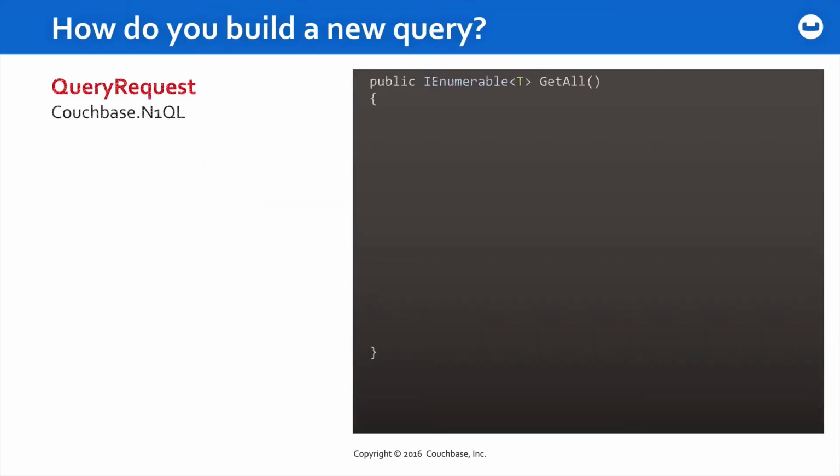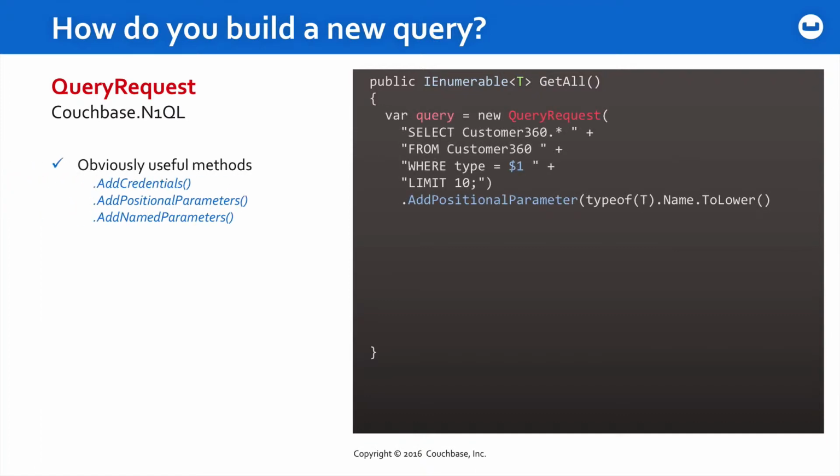So to build a query with the .NET SDK, you're going to use the query request class, which is over in the Couchbase.NCL package. And it has obviously useful methods like add credentials for working with the role-based access control in Couchbase, and the ability to add positional and named parameters within your query statement is demonstrated here. Pretty straightforward, but we're throwing in a type parameter to filter our documents by type within a query.